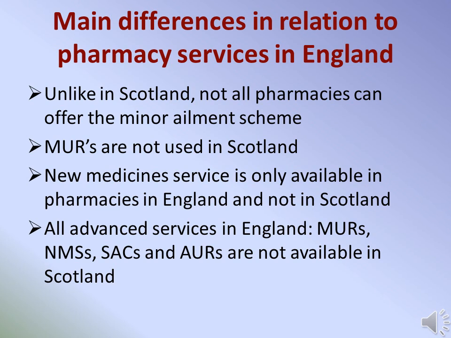Main differences in relation to pharmacy services in England compared to Scotland. Unlike in Scotland, not all pharmacies can offer the minor ailment scheme in England. MURs are not used in Scotland. New medicine service is only available in pharmacies in England and not in Scotland. All advanced services in England, such as MURs, NMSs, SACs and AURs, are not available in Scotland.